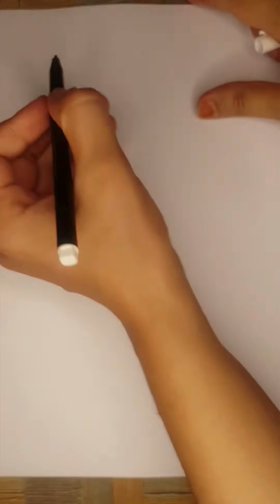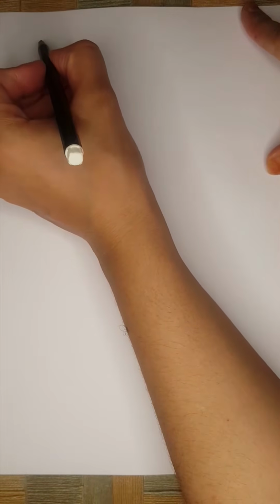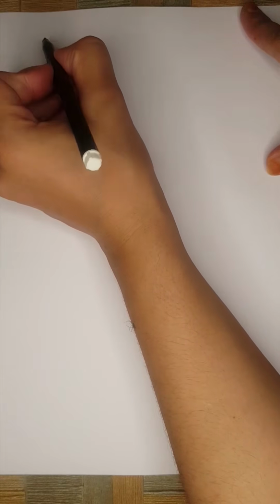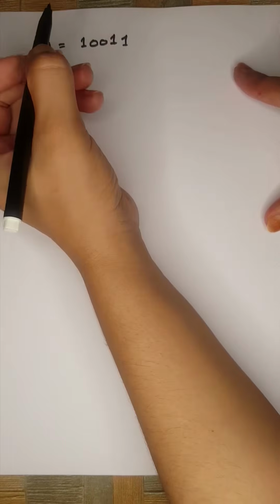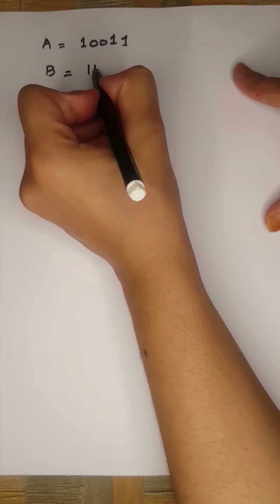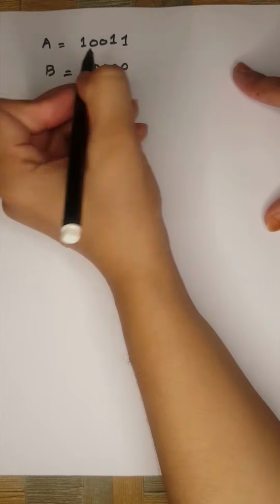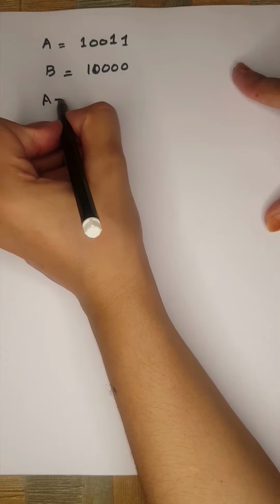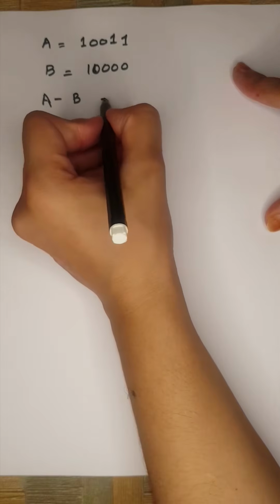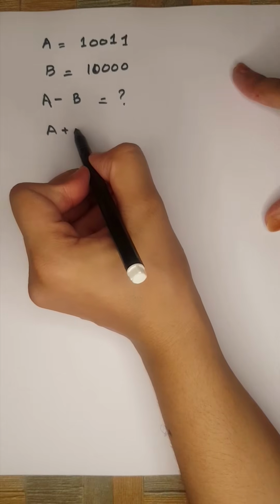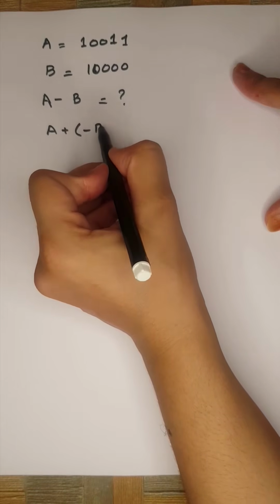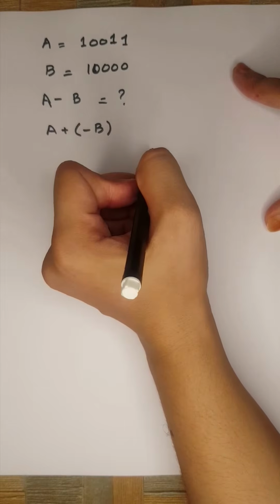To know how we perform the subtraction of the two binary numbers. So let's say A is equal to 10011 and B is equal to 1110000, and we are supposed to perform the operation A minus B. I just prefer to perform this subtraction as the addition of A and the negative of B, since both these operations are equivalent.